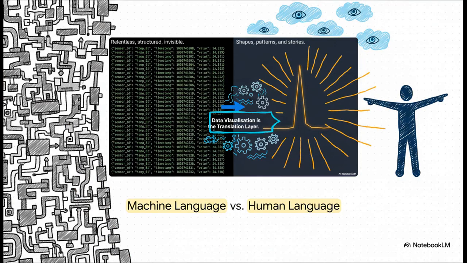Because think about it. Machine language is just relentless, highly structured, completely invisible JSON logs. To a computer, yeah, that's absolutely perfect. But to a human operator who's just trying to figure out if, say, a server room is overheating, it is completely useless. But the second we translate that into a simple line chart, boom, we immediately see shapes, patterns, a sudden spike in temperature. Data visualization isn't just about making things look pretty. It's literally the essential translation layer between a machine's reality and our human understanding.